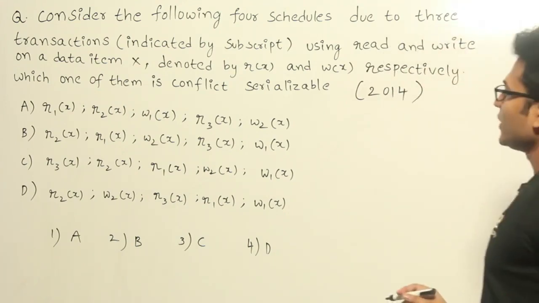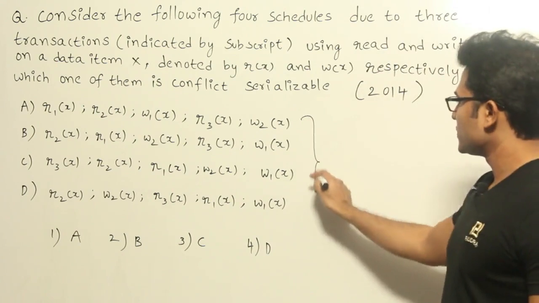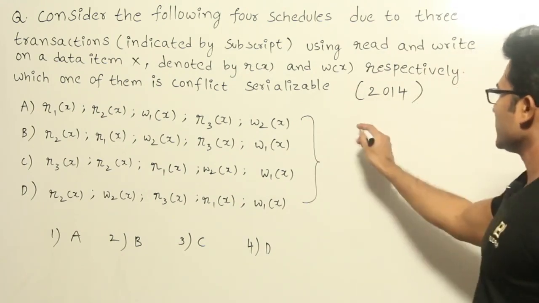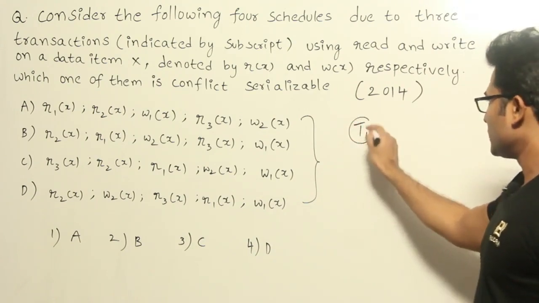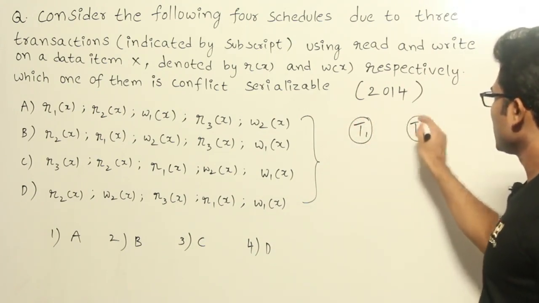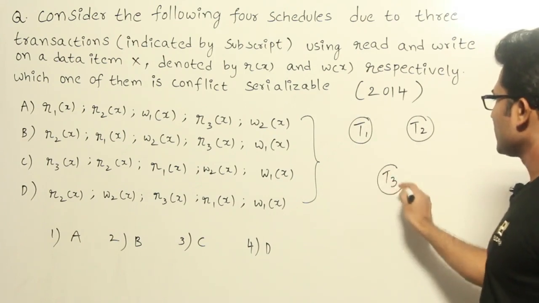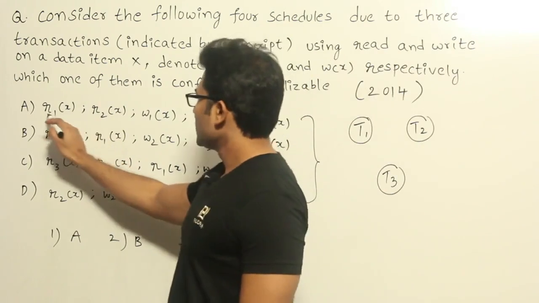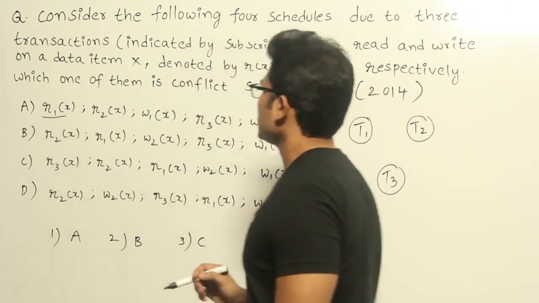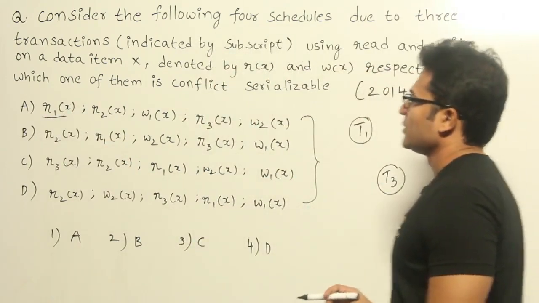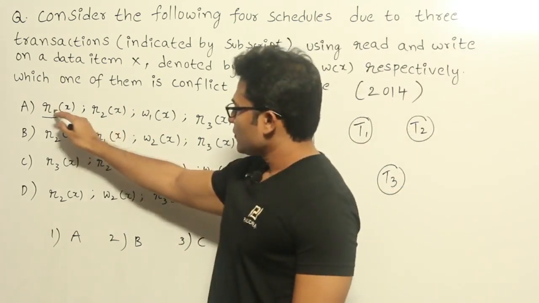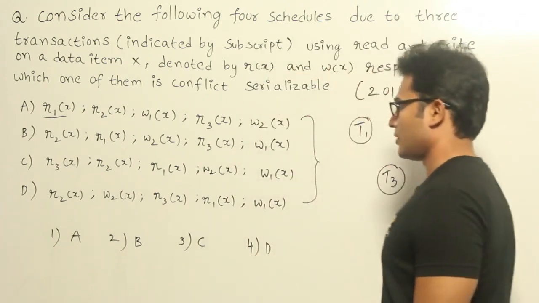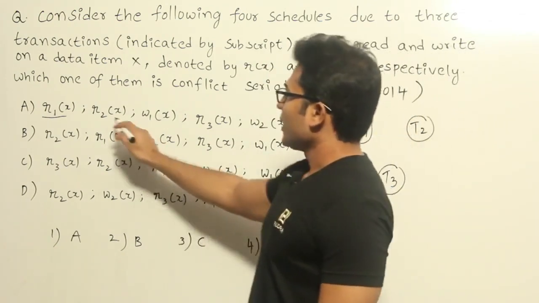Okay, so now we have these 4 schedules given and 3 transactions given. For each one, let me draw the precedence graph. So T1, T2 and T3, right? And let me check for each action what are the conflicting actions in each schedule. So now if it is R1 of X, then what is the conflicting action for it? See, the action has to be from a different transaction, and also it should be on the same data item.